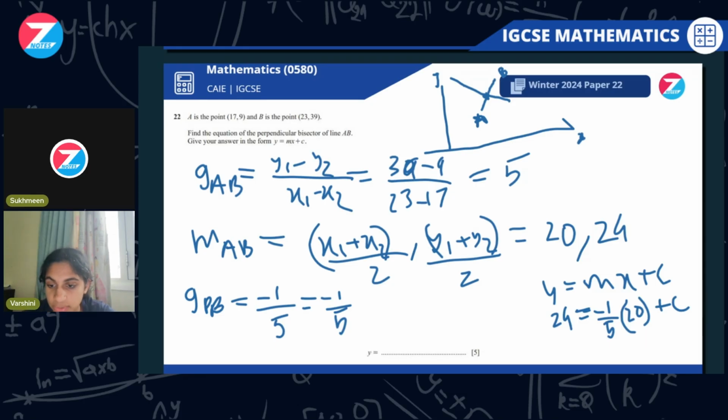Now to find c, we just need to make c the subject of the formula. So all we have to do is subtract this from 24. First, we do 20 into minus 1 by 5, and you should get minus 4. So now we do 24 minus minus 4. Don't forget the minus sign. That's going to be 24 plus 4, which will be 28. So now we know c is equal to 28, and we also know m. So we can say y is equal to minus 1 by 5x plus 28, and that's our final answer.